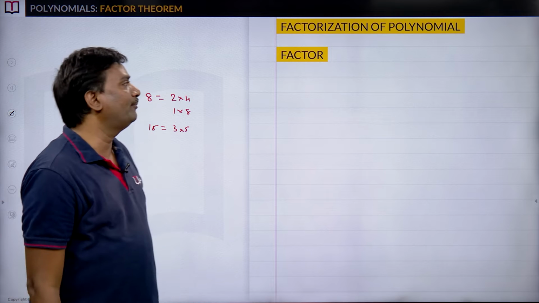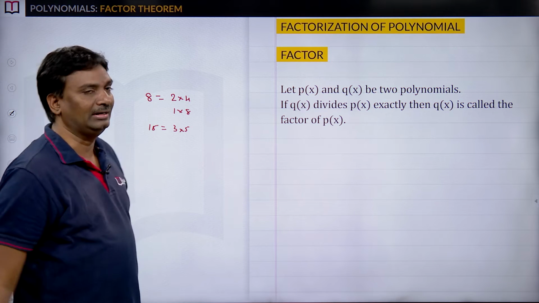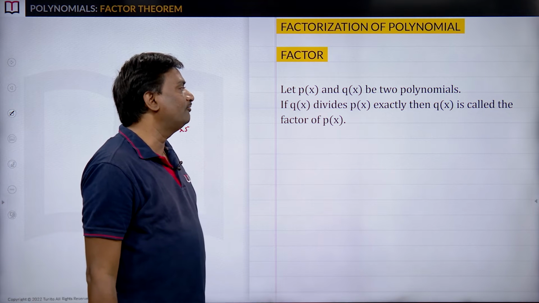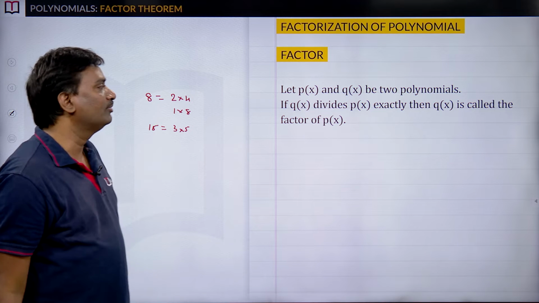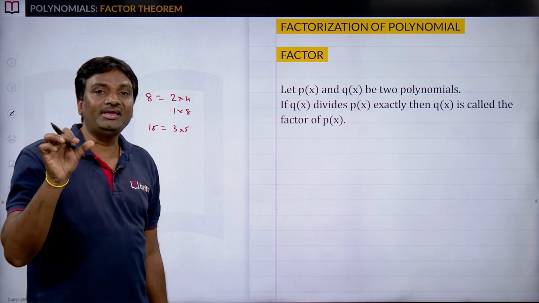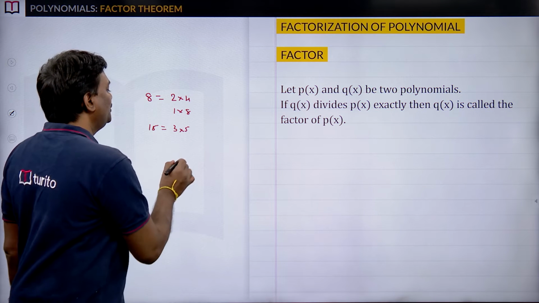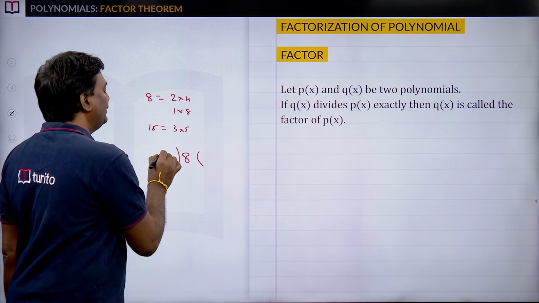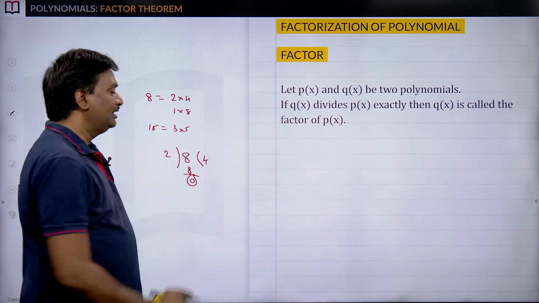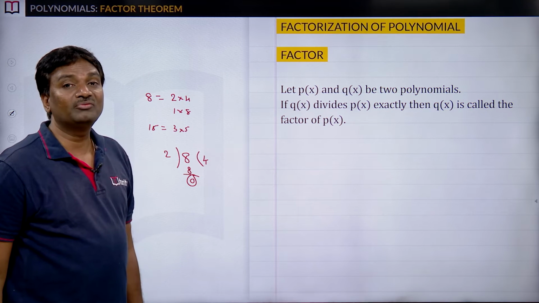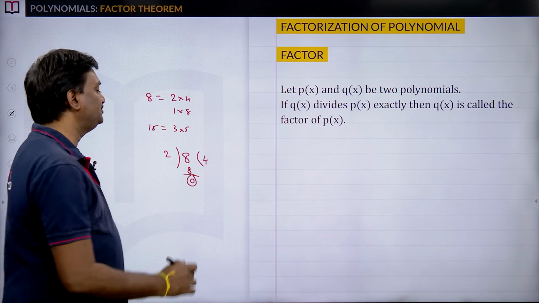Just like that, for a polynomial, let p of x and q of x be two polynomials. If q of x divides p of x exactly, then q of x is called a factor of p of x. Exactly means we have to get the remainder as 0. Just as I told you, if you divide the number 8 by 2, you will get 4, and we have remainder 0. In this case, we can say 2 is a factor of 8. So, divides exactly means we have to get the remainder as 0.